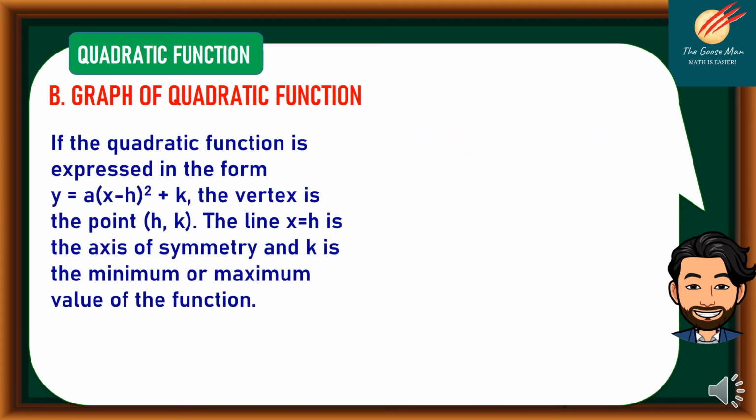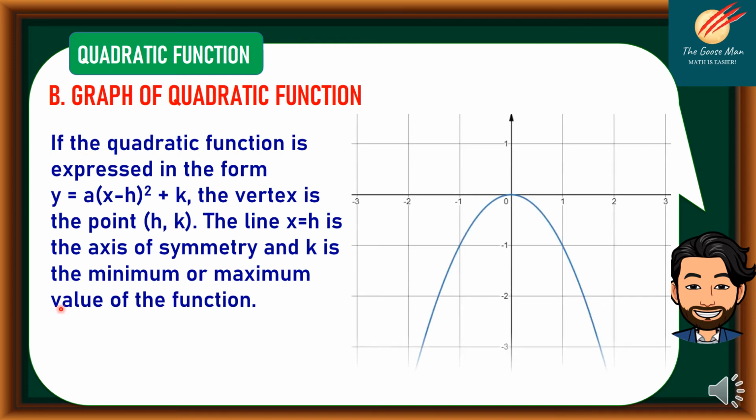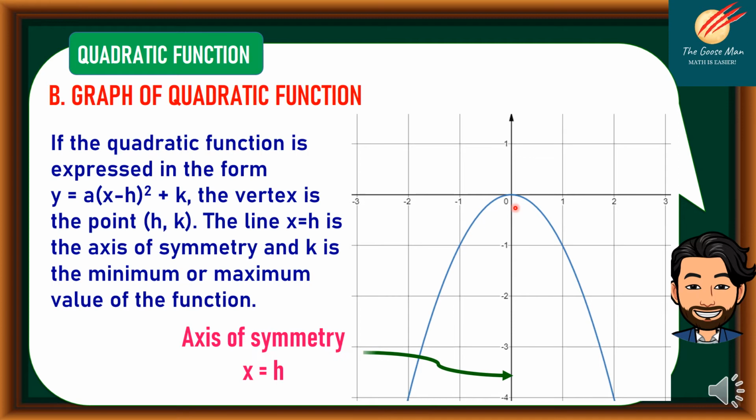If the quadratic function is expressed in the form y is equal to a times x minus h squared plus k, which we call the vertex form, the vertex is the point (h, k). The line x is equal to h is the axis of symmetry, and k is the minimum or the maximum value of the function. To illustrate this, let's have this graph of a quadratic function. This is the axis of symmetry, which is x is equal to h. Then we have the vertex at (h, k). So this is the maximum value.